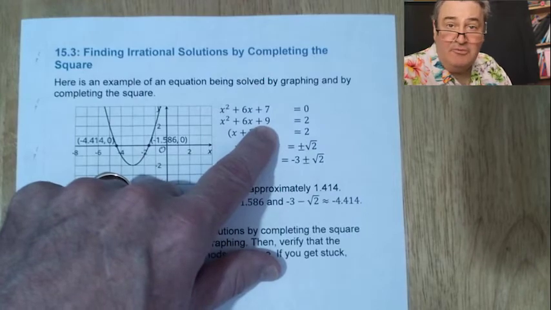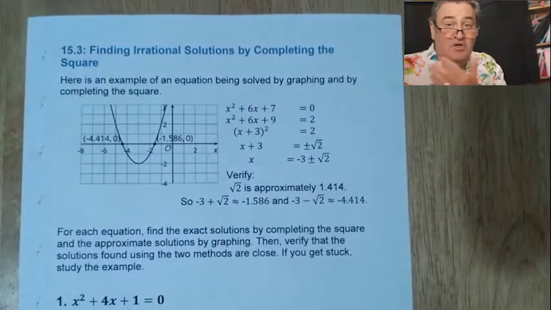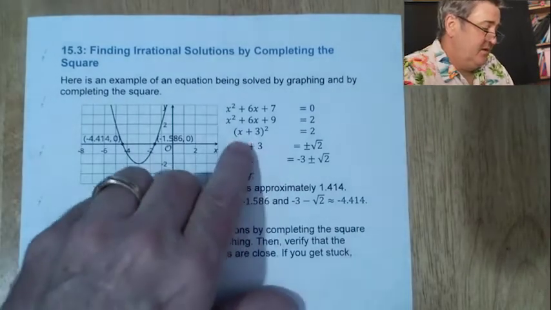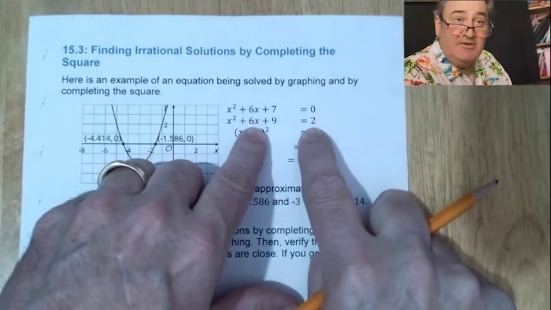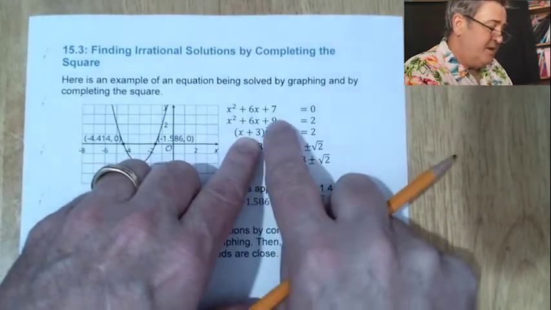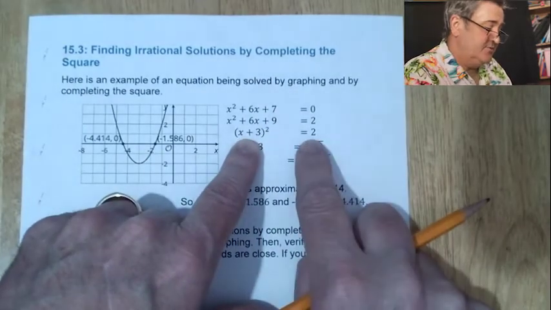So they added 2. And they added 2 over here, right? We can do that as long as we do both sides. I'm going to add 2 over here. I'm going to add 2 over here. We're good. So x squared plus 6x plus 9 equals 2. Now this is a perfect square. It's x plus 3 times x plus 3 because we made it that way by adding 2. x plus 3 quantity squared equals 2.